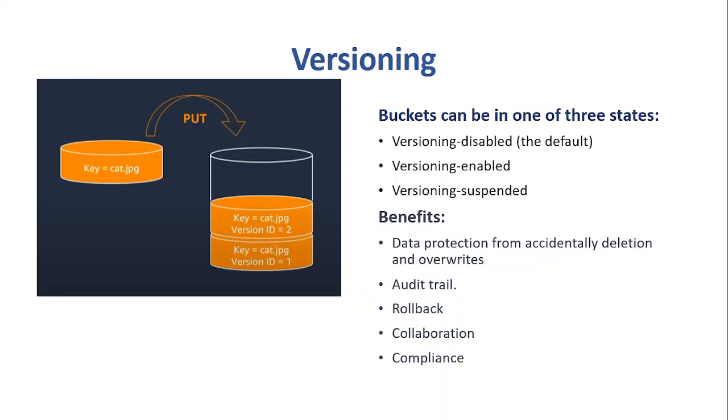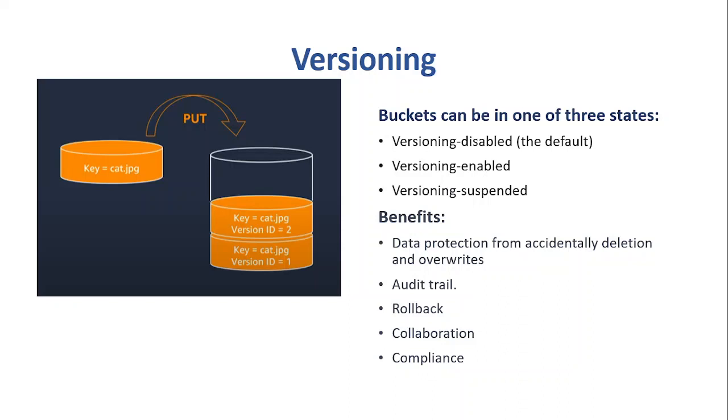Let's look into the benefits of versioning. One obvious benefit of versioning is data protection, protection from any accidental deletion and overrides. Second is the audit trail. If somebody changed something, we can track it back. Rollback is another benefit, in case anything is overwritten or changed by mistake. Collaboration is pretty much the same as GitHub, where multiple people work on the same code and nobody worries about their changes being overwritten. Here also, people can work on the same piece of data or document without worrying about losing their changes. And last, it could be a compliance requirement where they want to keep all the versions on record.